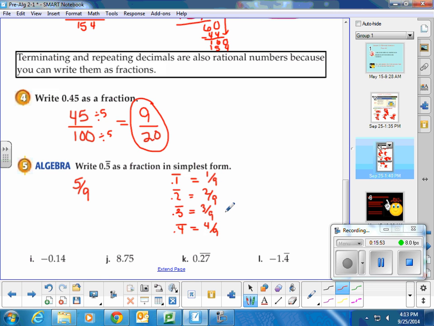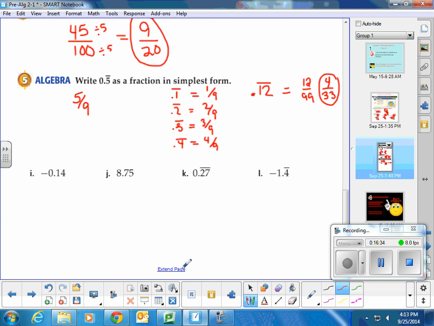If you have 2 digits repeating after the decimal point like that, instead of writing it over 9, you write it over 99. And then you would go and simplify this. 12/99, 3 goes into both of those. 3 goes into 12 4 times, and 3 goes into 99 33 times. So that's kind of the little trick for repeating decimals. If it's 1 digit repeating, you write it over 9. If it's 2 digits repeating, you write it over 99. Let's just try a couple more quick ones for examples.